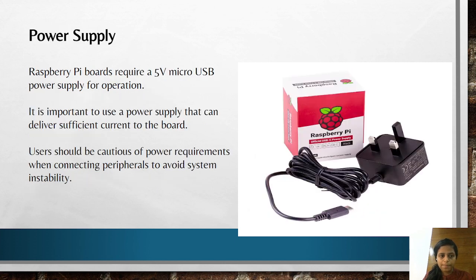The power supply. Raspberry Pi boards require a 5 volt micro USB power supply for operation. It is important to use a power supply that can deliver sufficient current to the board, so users should be cautious of power requirements when connecting peripherals to avoid system instability.